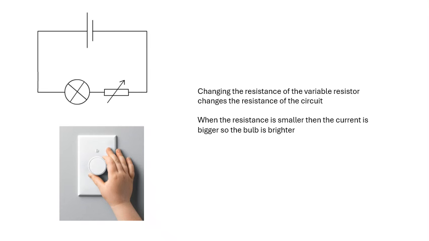This is an interesting little circuit. This is using a variable resistor. And if we change the resistance of the variable resistor, then the resistance of the circuit changes, and so the current changes, and so the bulb gets brighter or dimmer. So it's like a dimmer switch, isn't it? If you turn down the resistance, then the current gets bigger and the bulb gets brighter.